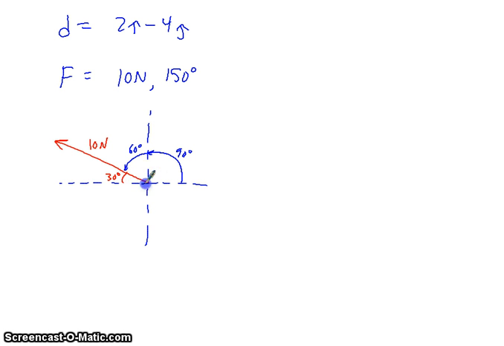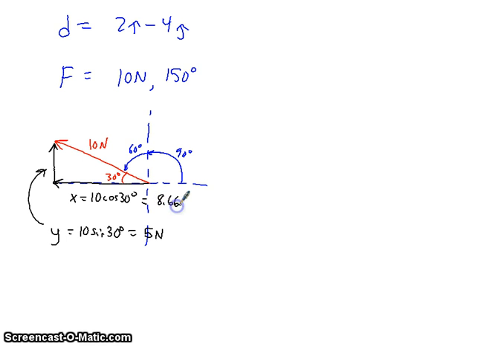So I'm going to find out how much of this is in the x direction and how much of this is in the y direction. Just find the x and y components, something we've done many times. So the x component is going to be the hypotenuse times the cosine of 30. And over here, the y component is going to be the hypotenuse times the sine of 30. The sine of 30 is 0.5, so this is just going to be 5 newtons. The cosine of 30 is 0.866, so this is going to be 8.66 newtons.